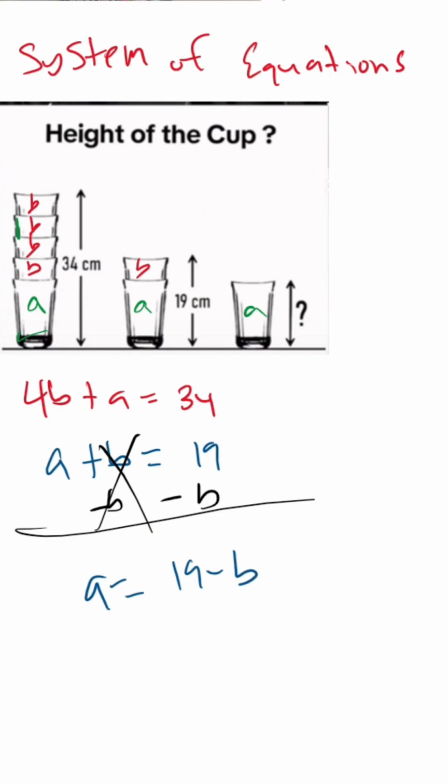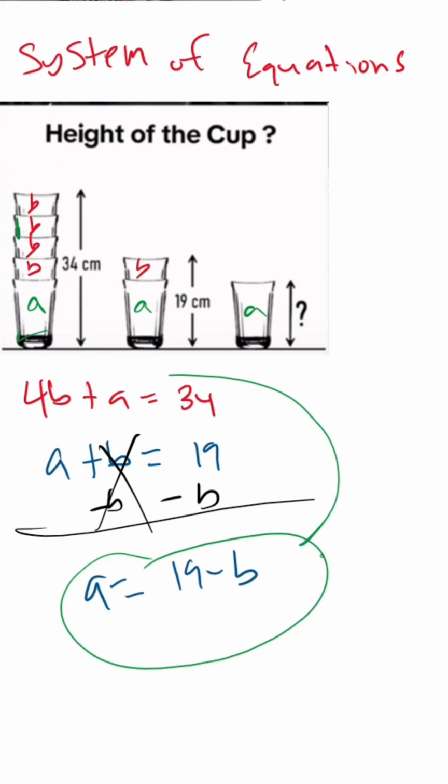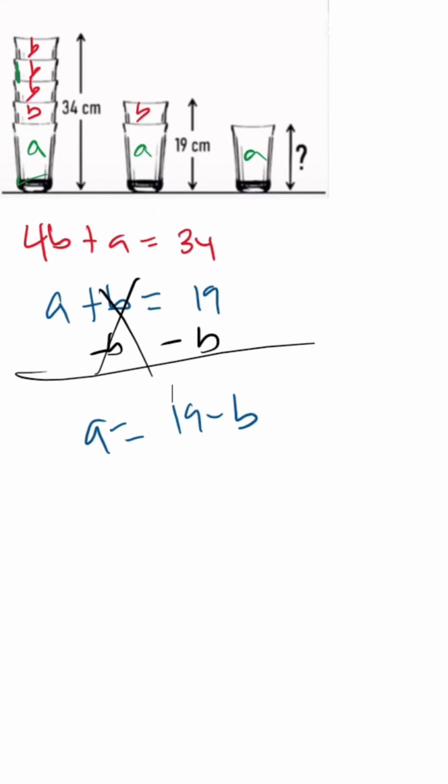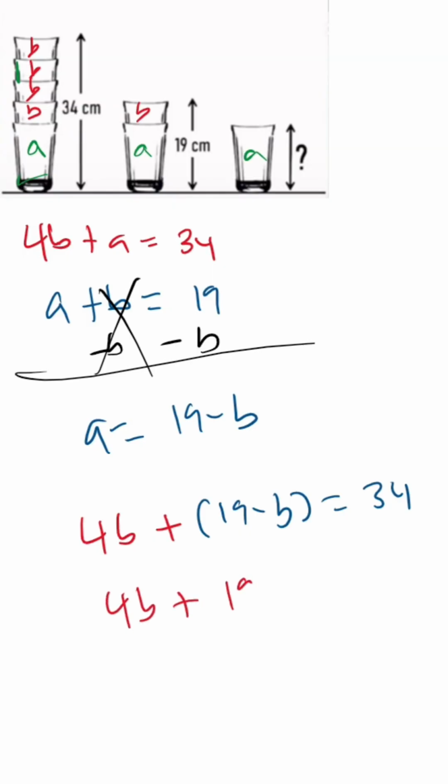Now we're going to take what we just found for A and plug it into the other equation. So we're going to have 4B plus, and then what we just found for A, which is 19 minus B, equals 34. Okay, let's go ahead and start to simplify. So then we have 4B plus 19 minus B equals 34.